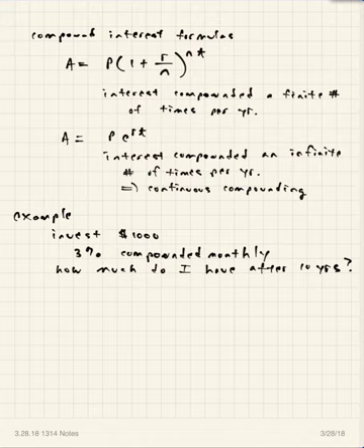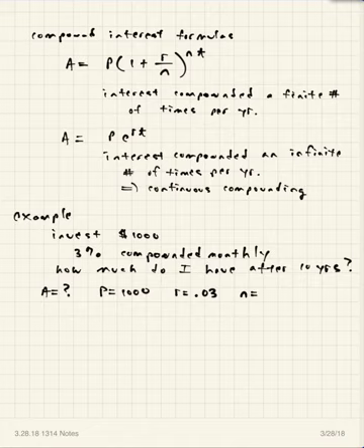So in our problem then, A is the unknown. A is the amount we have after so many years, and so that's what I'm trying to find. P is the amount of money I've invested, and so that would be 1,000. R is the interest rate. You always write this as a decimal, and so that would be 0.03. N is the number of compoundings per year. And so that would be monthly in this case, and so that would be 12, since it's compounded 12 times in a year. And then T is the time in years, and so that would be 10 years.